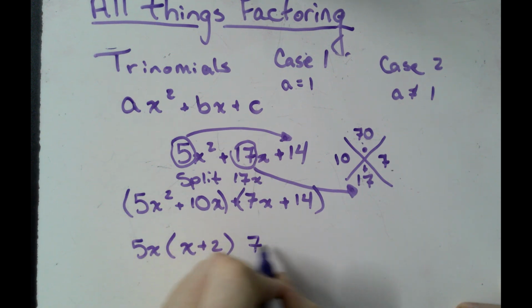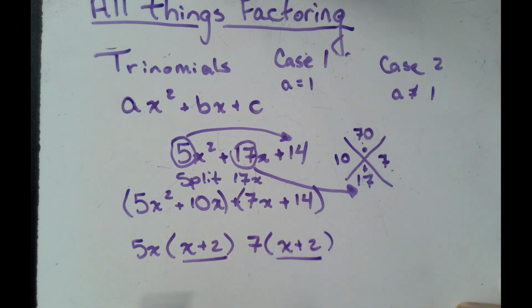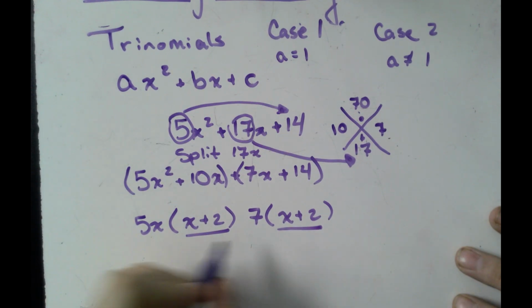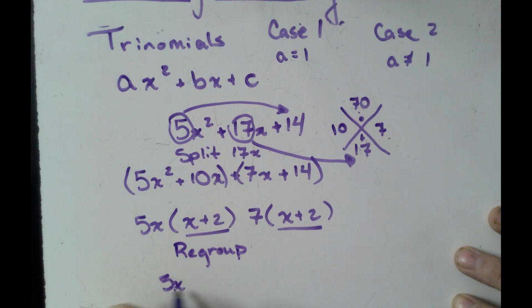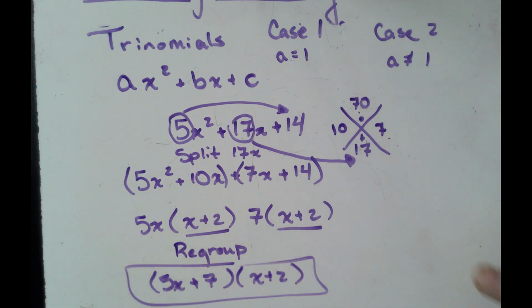That is a 7, leaving me again with x plus 2. You should notice that these two things are the same. If you did it right, they should be. And we regroup, leaving me with 5x plus 7 and x plus 2. That would be our final factored form in a case 2 scenario. Still using the x factor in that.